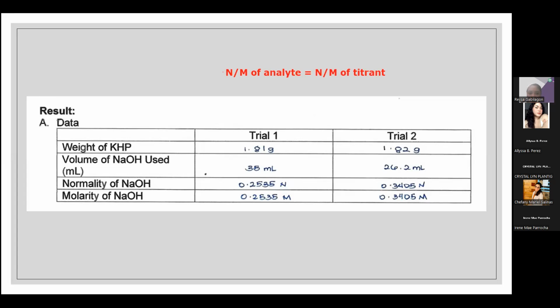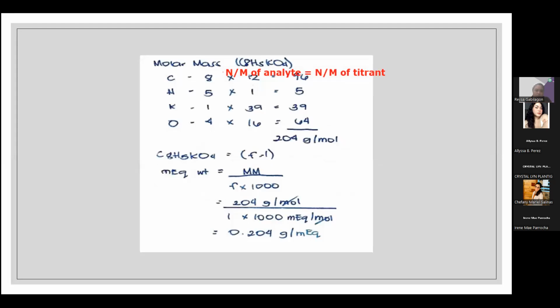Remember, sodium hydroxide is a hygroscopic substance. So maybe after second trial, it has already absorbed some moisture coming from the environment. Or maybe because of the weight of the potassium hydroxide, marami tayong reasons. Normality of the sodium hydroxide, I have computed this a while ago. I guess meron kayong ayan. This is the molar mass of the potassium hydrogen phthalate. That's 204 grams per mole.